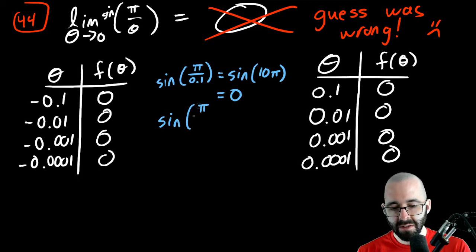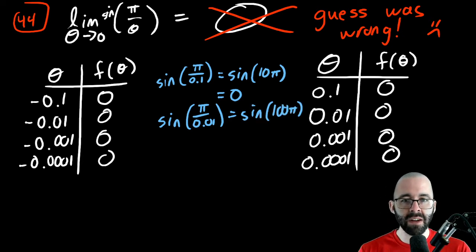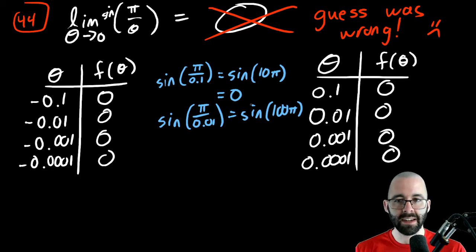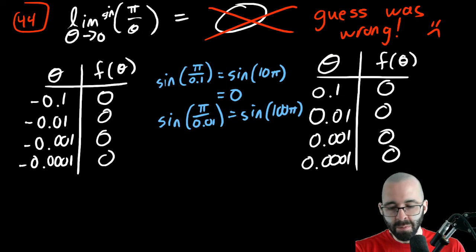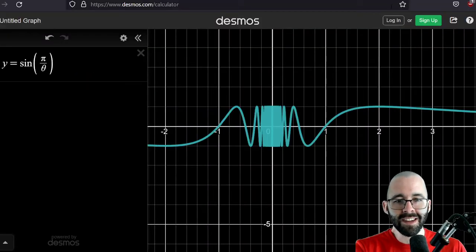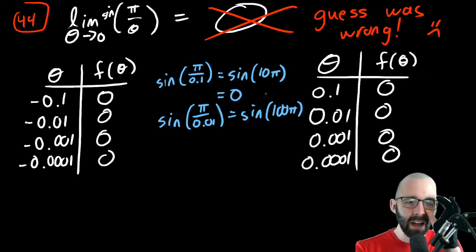Right? And sine of pi divided by 0.01, that's the sine of 100 pi. It's still 2 pi periodic. So we're still oscillating, just like the graph said, but all of these points that we're choosing just happen to be points where we're going through 0. So we're kind of cherry picking accidentally.